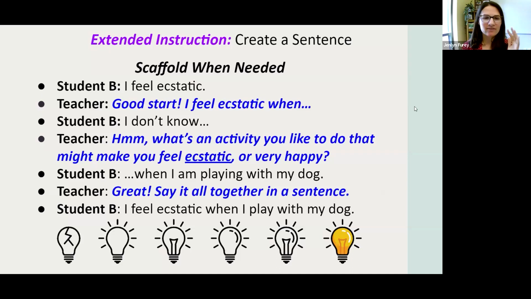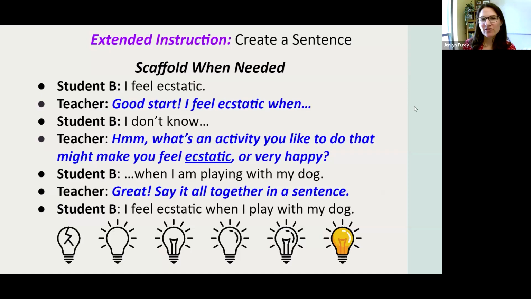So here's a kind of example of how that might look for a student who's not quite ready to create their sentence independently yet. So a student might say, it's their turn to give their sentence, and they say, I feel ecstatic. Teacher would say, good start. I feel ecstatic when, and then student doesn't know.